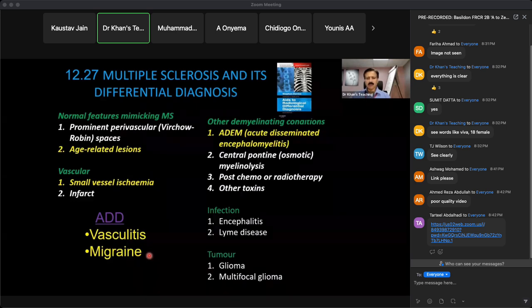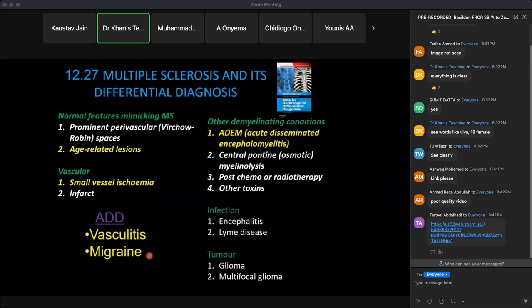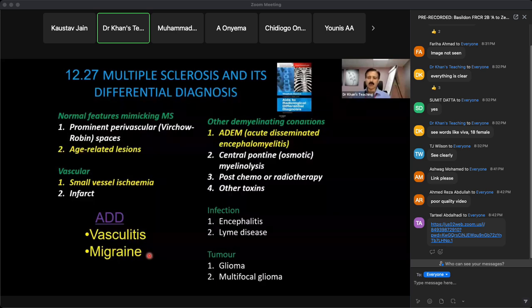In migraine, what happens is that there will be quite usual subcortical white matter abnormalities, so that's different. We will come back to the features of the plaques of demyelination in MS, but these are subcortical. So these two should always be in your mind.